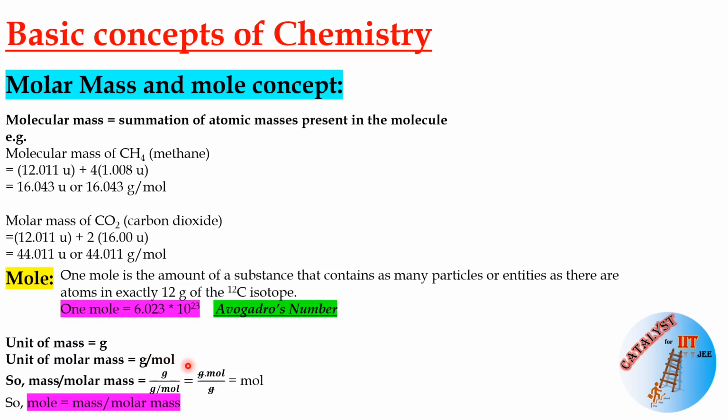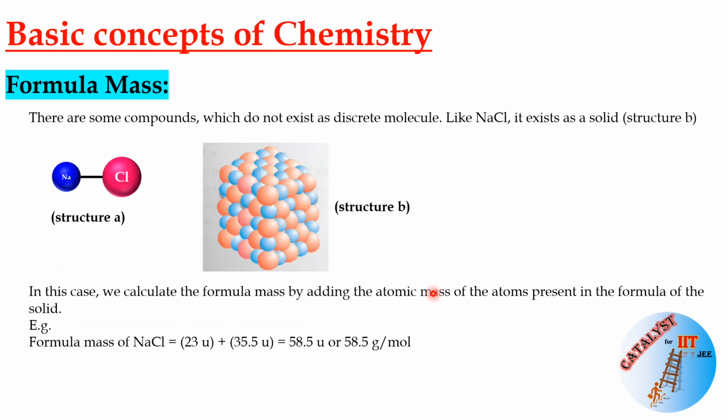Now as you know, the unit of mass is gram, and the unit of molar mass is gram per mole, correct? So if you divide mass by molar mass, what are you going to get? You are going to get gram divided by gram per mole, and so finally you are going to get mole. So mole is nothing but the mass divided by the molar mass.